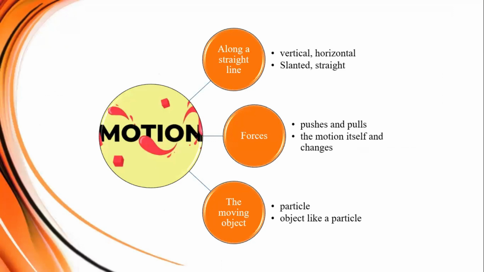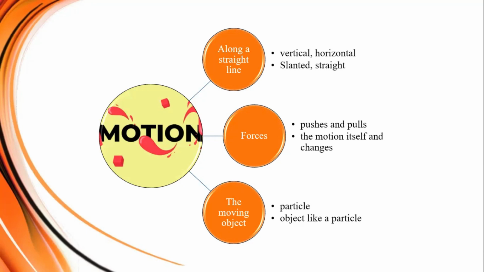The classification and comparison of motions is called kinematics. Some general properties of motion are restricted in three ways. First, the motion is along a straight line only. The line may be vertical or horizontal or slanted, but it must be straight.